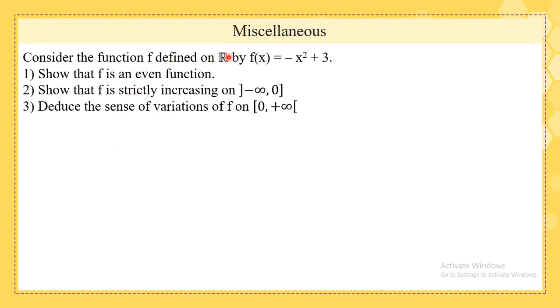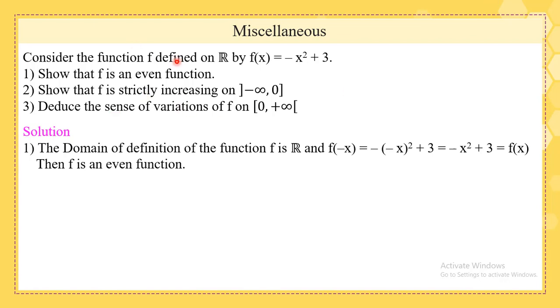Consider the function f defined on R by f of x equal minus x squared plus 3. We have to show that f is an even function, that it's strictly increasing on minus infinity, 0, to deduce finally the sense of variations of f on 0, plus infinity. So first, the domain of definition of f, which is R, is centered at 0. And if we calculate f of minus x, it's equal to minus x squared plus 3, which is equal to f of x. Then f is an even function.